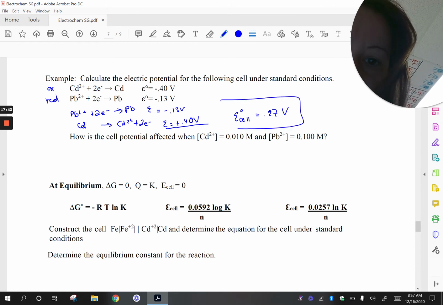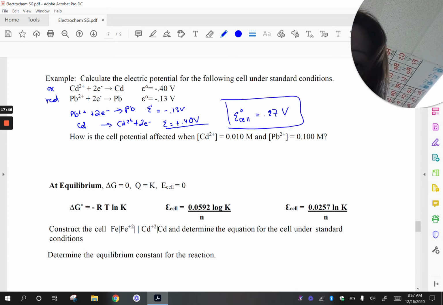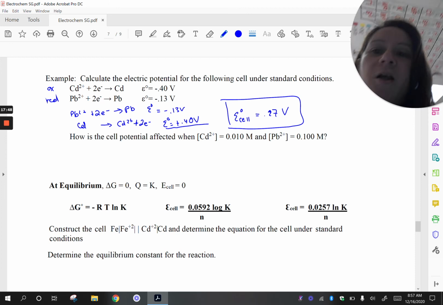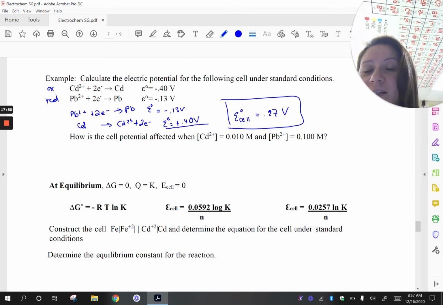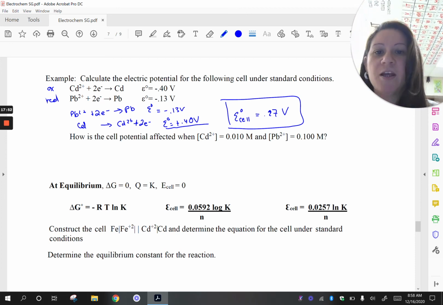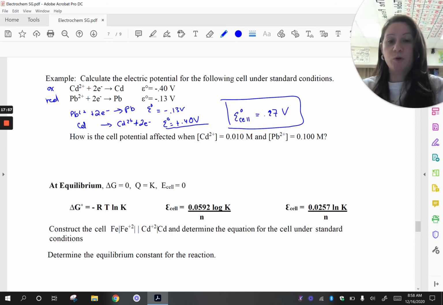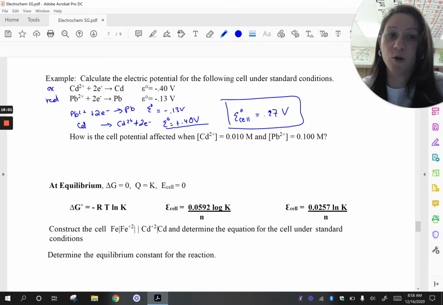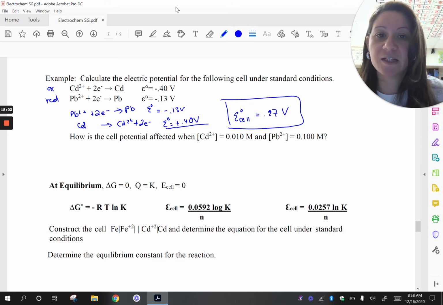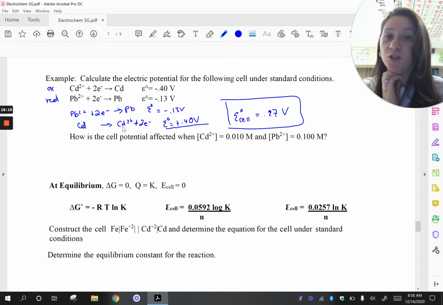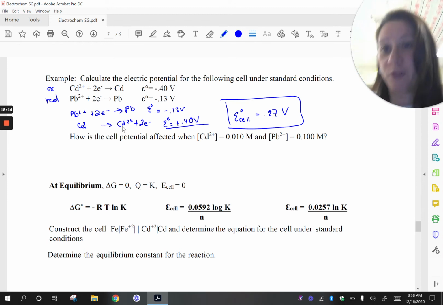0.27 volts is your cell potential at standard conditions. Okay, the question next is, how is the cell potential affected when the cadmium concentration changes to 0.01 molar and the lead ion concentration changes to 0.1 molar? Remember that at standard conditions, all of these are 1 molar solutions. So we are changing both of them.